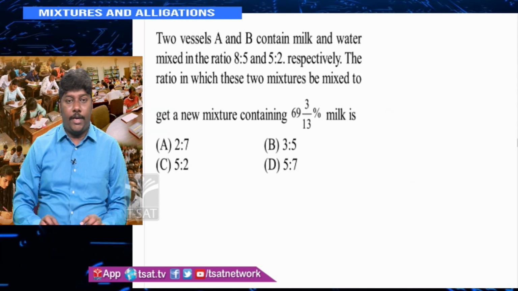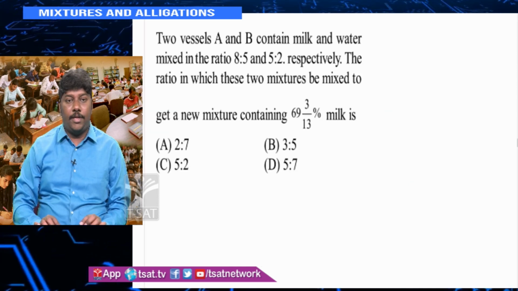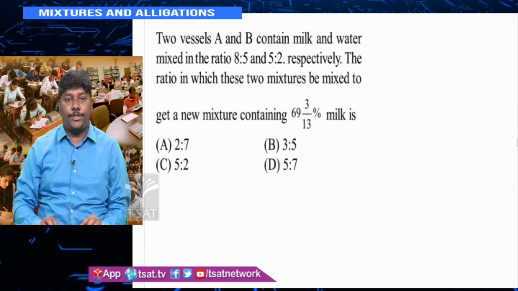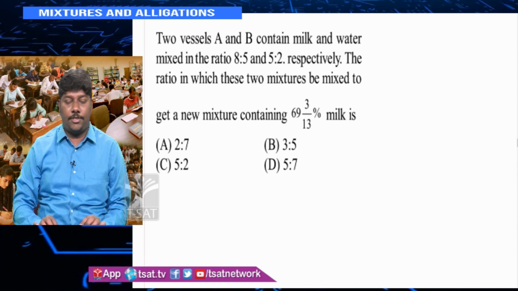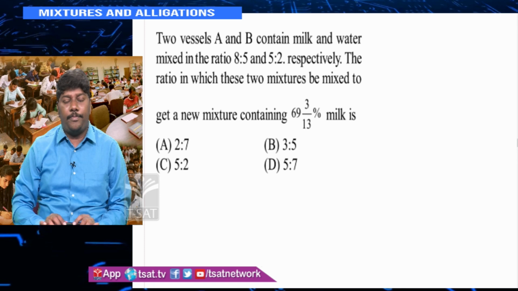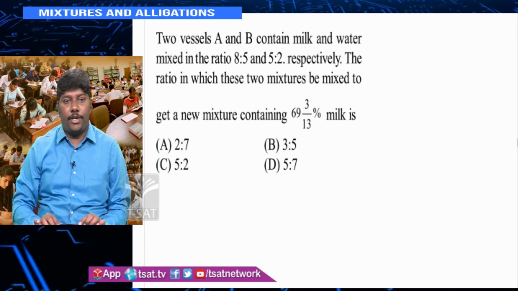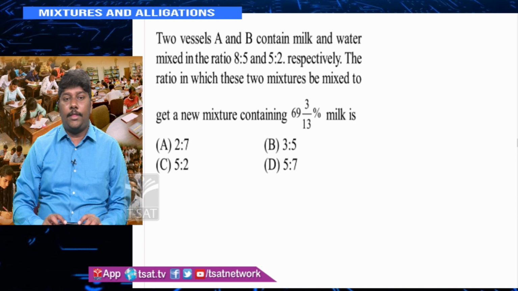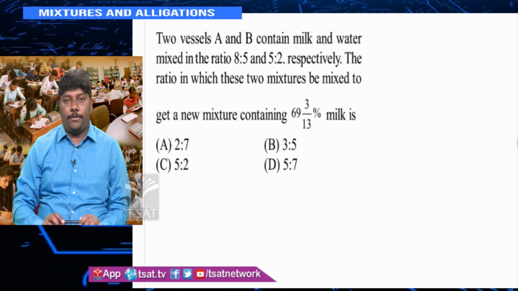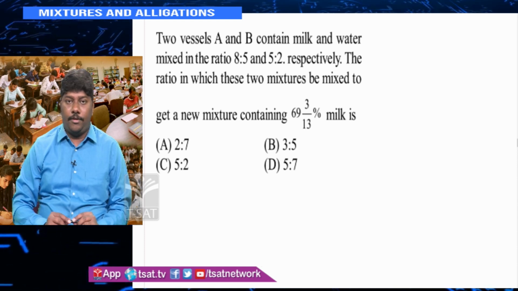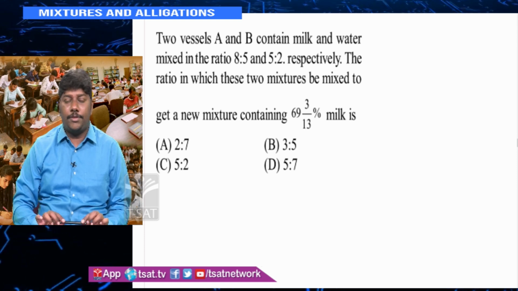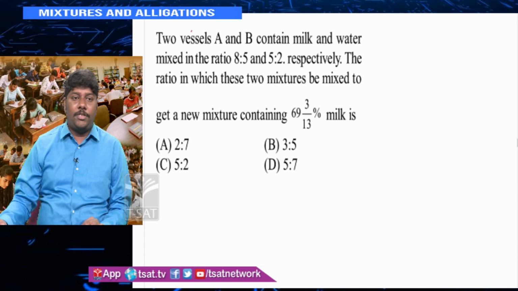Two vessels A and B contain milk and water mixed in the ratio 8:5 and 5:2 respectively. In what ratio should these two mixtures be mixed? He is asking you the ratio N1 to N2, so that you get the new mixture containing 69 3/13% milk. See, milk is huge here, 69 3/13, but there is no rule that I have to take milk, so I am going for water.